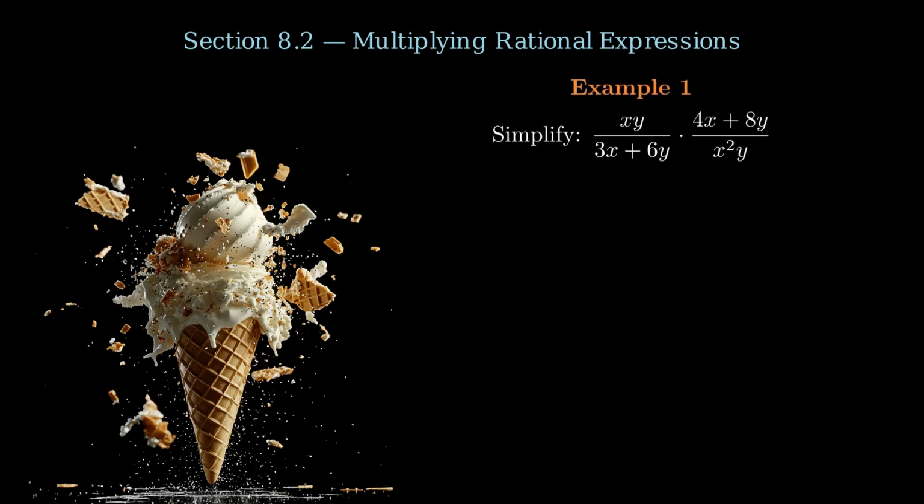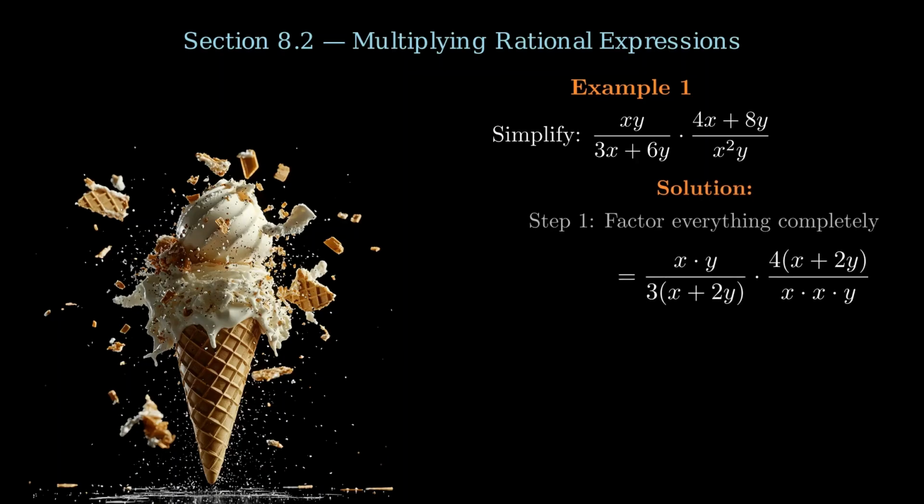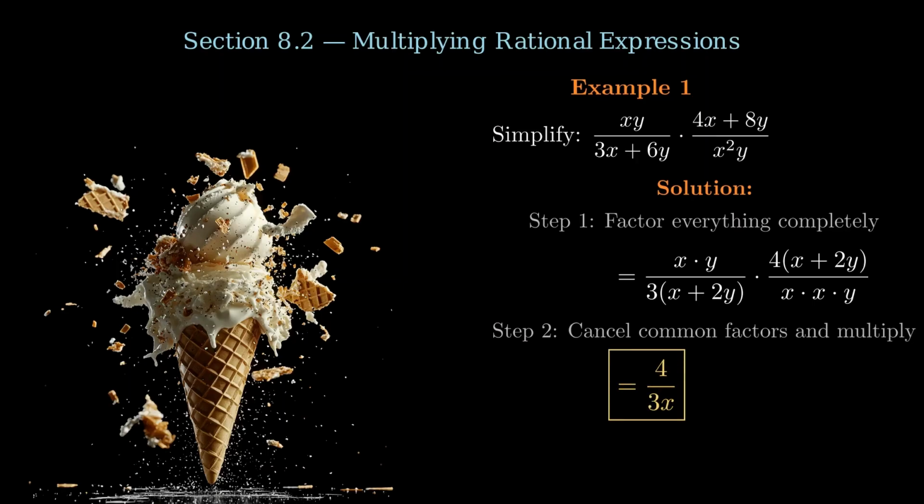Let's look at an example. Simplify the product of xy over 3x plus 6y times 4x plus 8y over x squared y. First, let's factor everything. The first denominator factors into 3 times x plus 2y. The second numerator factors into 4 times x plus 2y. Now, we can cancel out the common terms. The group x plus 2y cancels out completely. 1x and 1y from the top and bottom also cancel out. After multiplying the remaining parts, we get our final answer, 4 over 3x.